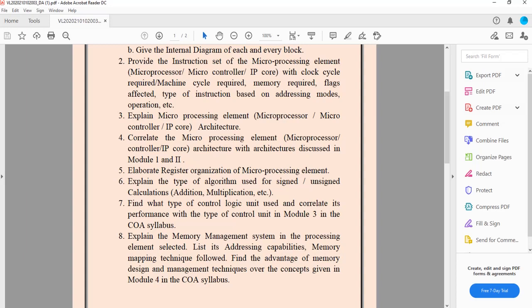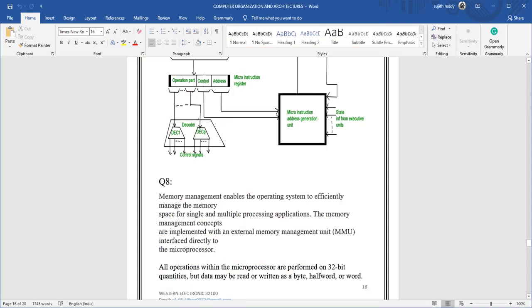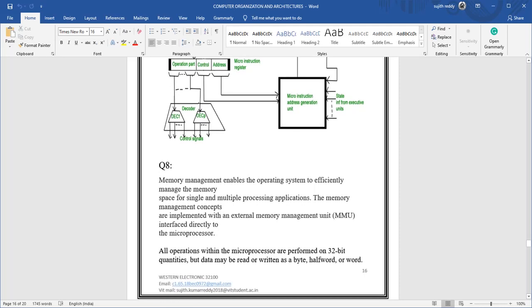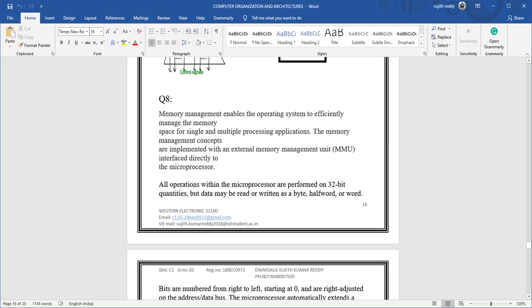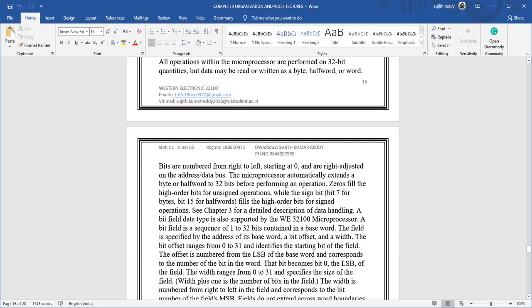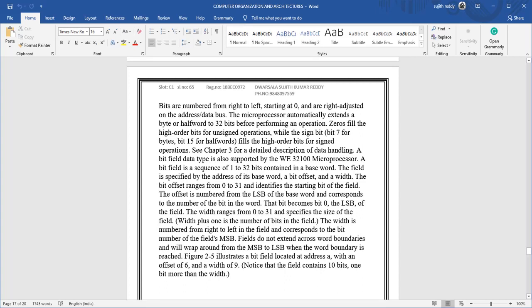So the memory management enables the operating system to efficiently manage the memory space for single and multiple processing applications. The memory management concepts are employed with an external memory management unit interfaced directly to the microprocessor. All operations within the microprocessor are performed on 32-bit quantities, but data may be read or written as a byte, half word or a word. Bytes are numbered from right to left, starting at 0, on the right of the address bus and data bus. The microprocessor automatically extends a byte or half word to 32 bits before performing an operation.